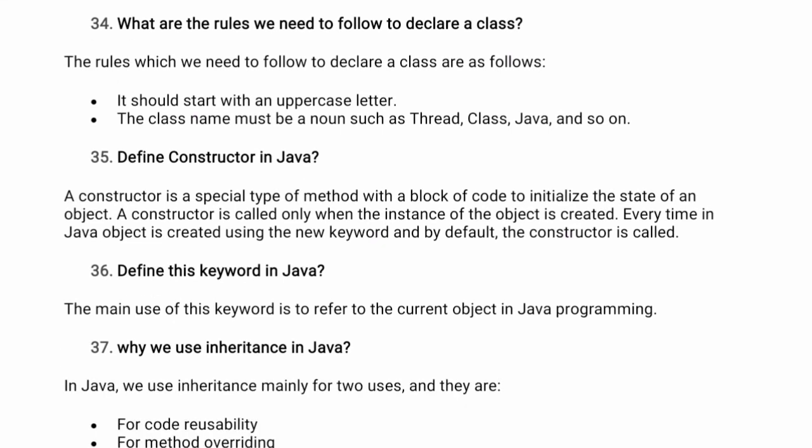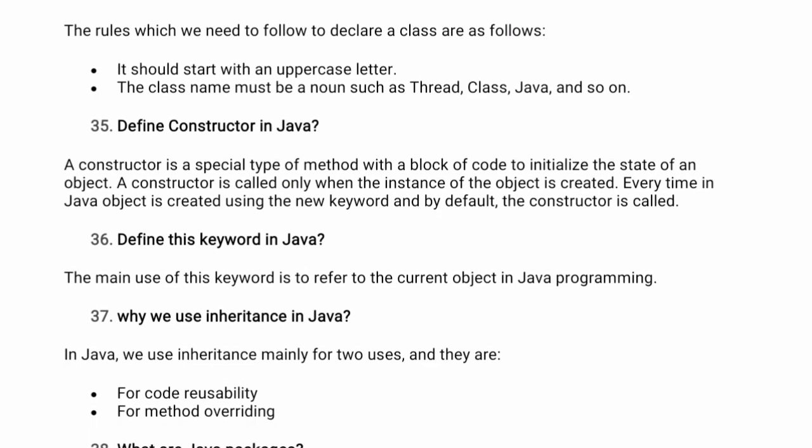Okay. Next, number 35. Define constructor in Java. So what is a constructor? A constructor is a special function, a block of code to initialize the state of an object. A constructor is called only when an instance of the class is created. Every time in Java, an object is created using the new keyword, and by default a constructor is created. So whenever you create the object, the constructor is used to initialize the object.